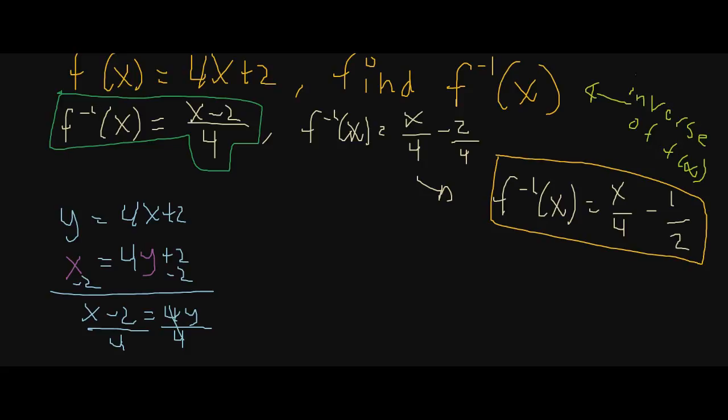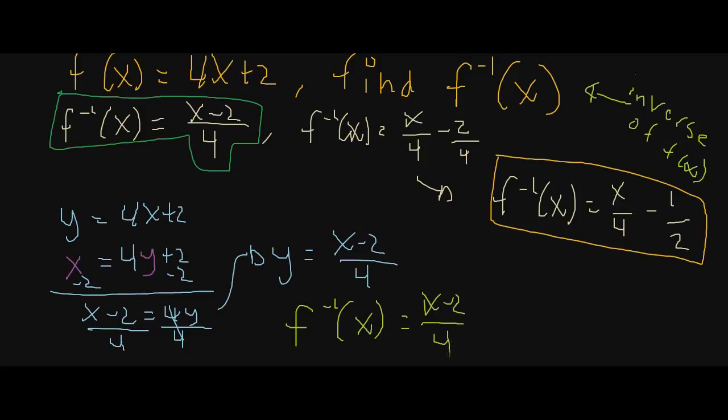There we go, and that's the exact same thing that we got up here, right? So our equation is just going to be y is equal to (x minus 2) divided by 4. All right. Finally, let's just rewrite it using this notation. So the inverse is (x minus 2) divided by 4. Okay. Or like before, the simplified version is this right here.